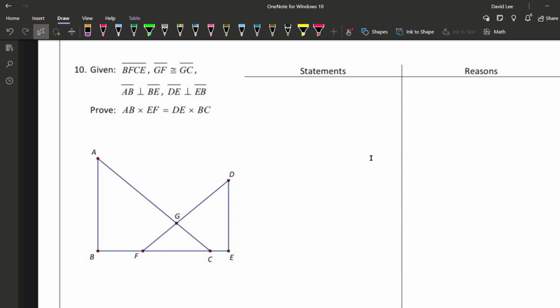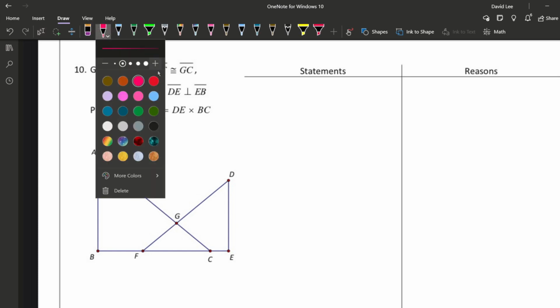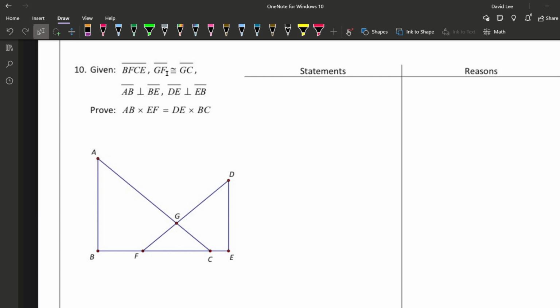Okay, so for this question, I'm gonna work through this as if I'm solving it from scratch. This is how you should do this. You want to read through the givens. BFCE, that's just saying that that's a straight line. GF is congruent to GC, so mark that up. GF is congruent to GC.